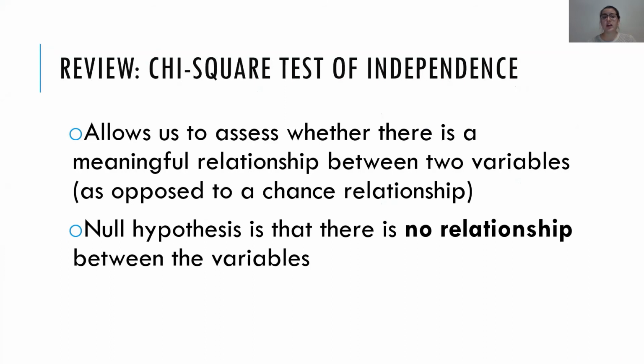Again, chi-square tests are going to allow us to assess whether there's a meaningful relationship between two variables, as opposed to just a chance random relationship. So our null hypothesis is going to be that there's no relationship between our variables, which makes our alternative hypothesis that there is some sort of relationship between those two categorical variables.